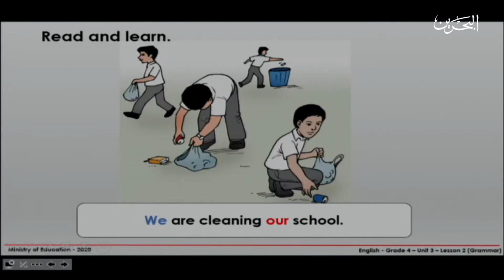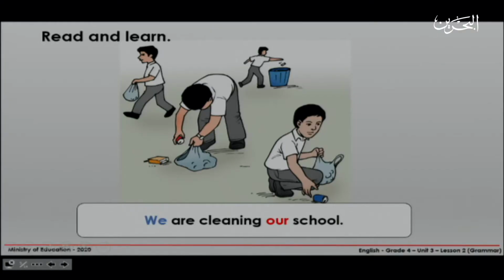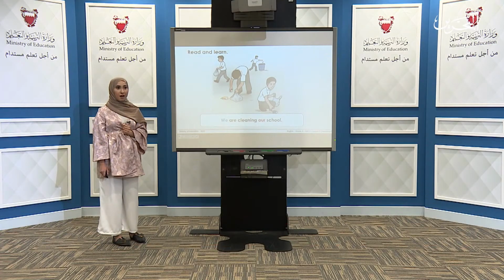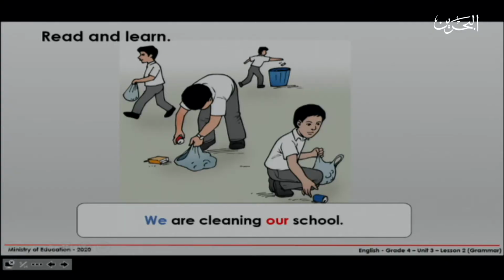Let's see the next sentence. We are cleaning our school. Now here we, these boys, they are talking about themselves. So we and our school, it means this is their school.